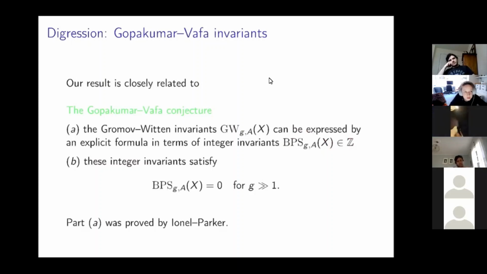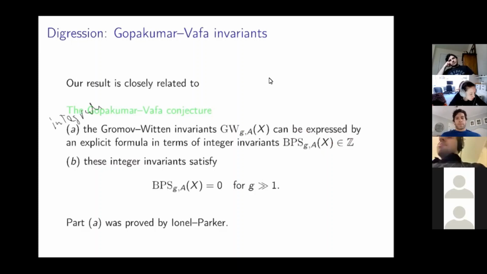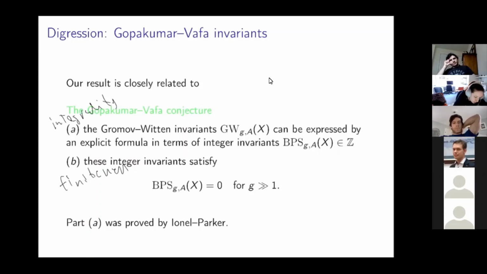And there's a second part, that these numbers actually are 0 when G is large. So for every X and every A, these numbers are non-zero only for finitely many values of G. So this is called the integrality part, and this is the finiteness part of the conjecture. The integrality part was proved by Ionel and Parker, but their proof didn't prove the finiteness part, essentially because they had to use Gromov compactness, which only deals with pseudo-holomorphic curves of a given genus.